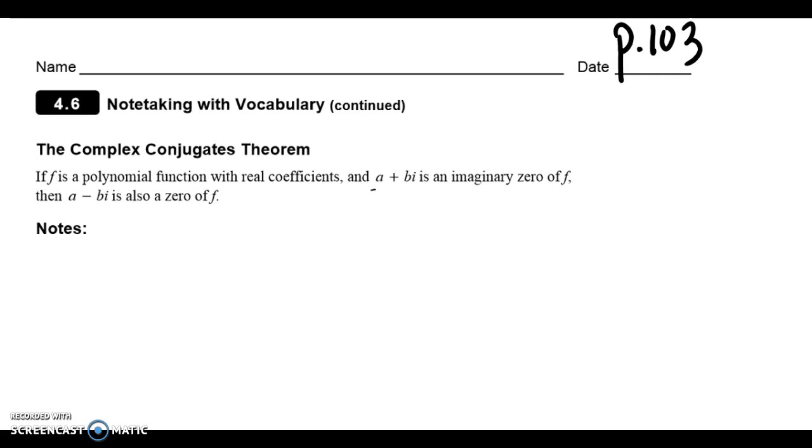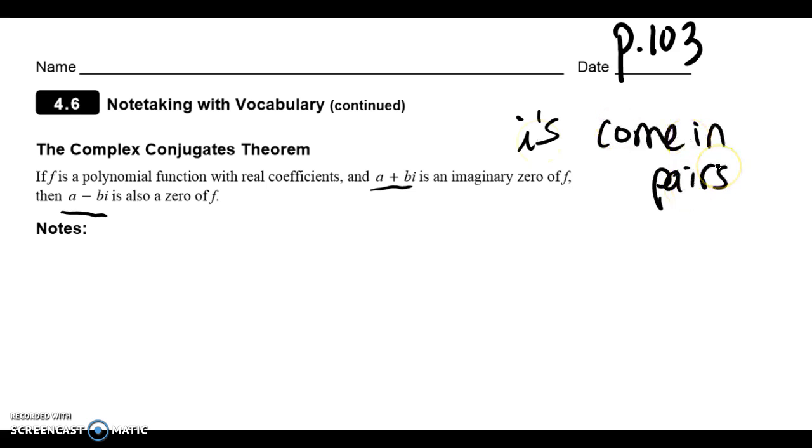if we have a 0 of a plus bi, we will also have a 0 of a minus bi. So the i's always come in pairs. You'll either have 2 of them, 4 of them, etc.